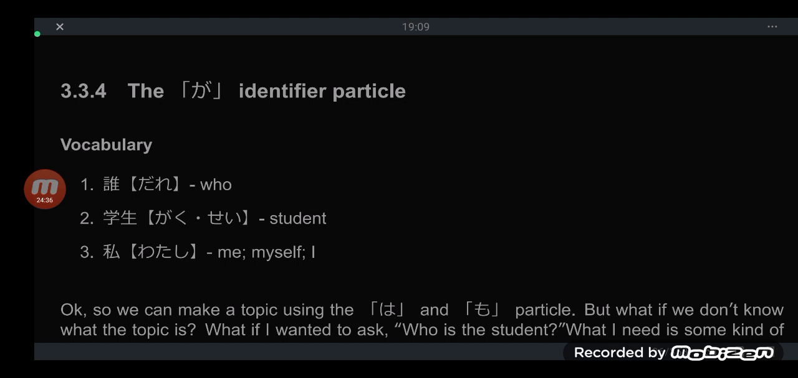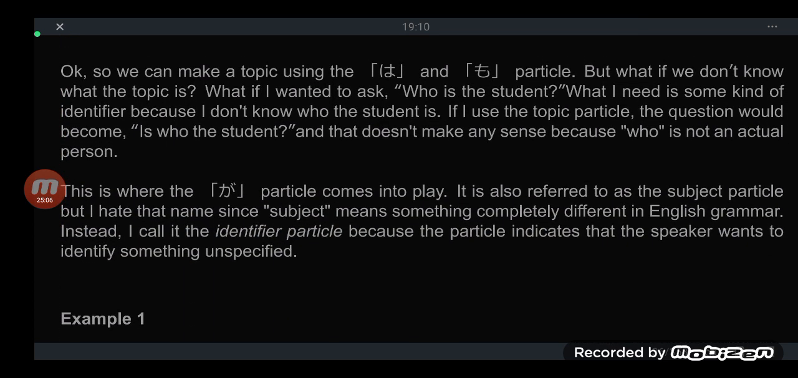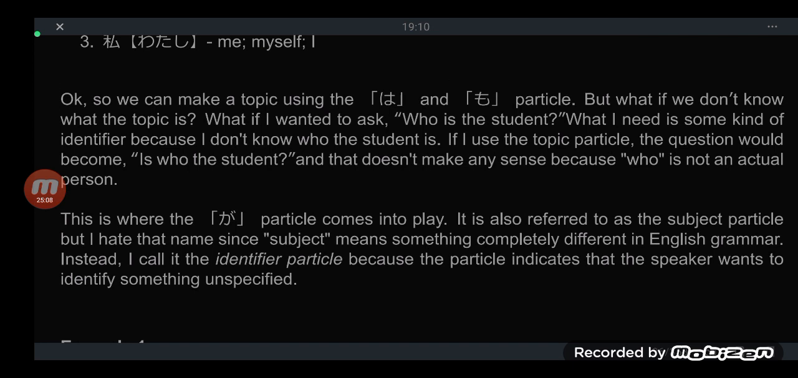So that's the function of ga. It is an identifier particle. Meaning it should answer the question of who, or who did that. Or what happened to that thing? For what thing you're referring to? So the ga, the identifier particle, should be able to answer for that. Okay, I want you to screenshot this explanation.